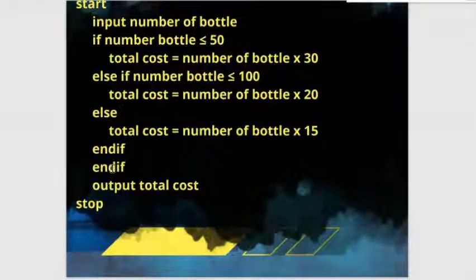Okay, so output total cost. Alright, I purposely use different names. Before this, I use begin end. Okay, now start stop. Okay, as long as you use the correct pair, that means begin end or start stop, it is acceptable. Don't mix them up. Start must go with stop. Begin must go with end. Okay. Input must go with output.